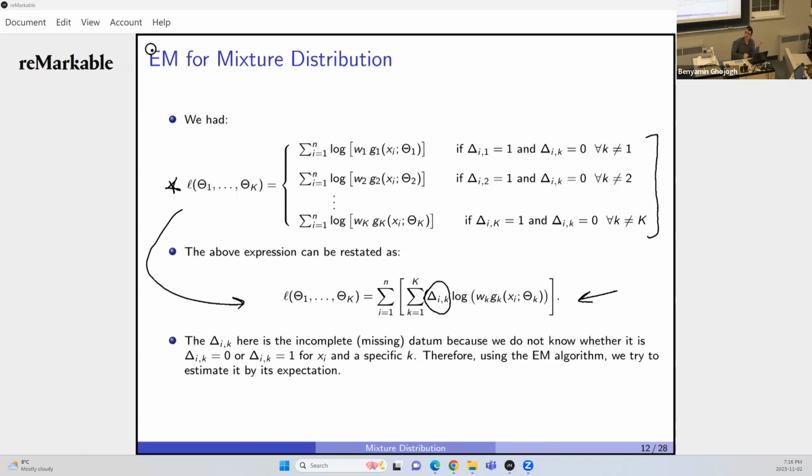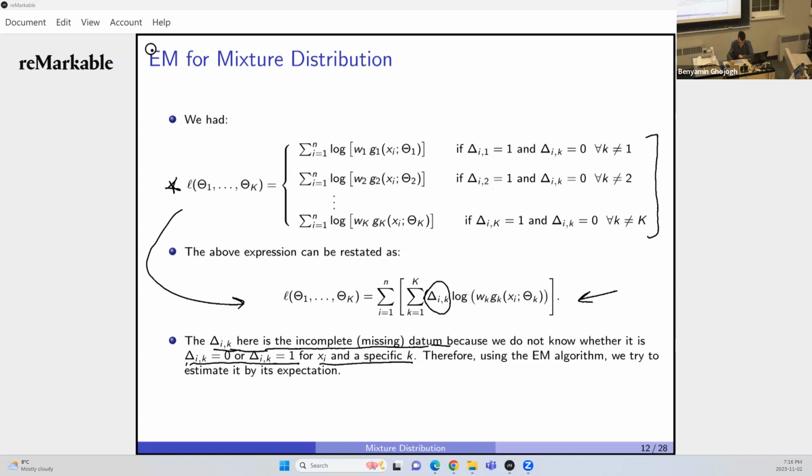What is the goal of finding a mixture distribution? You want to know the delta ik's. But for knowing delta ik, you need to know delta ik. It's a chicken and egg problem. So it's missing data, right? As a result, we have to do expectation maximization. We can't do maximum likelihood estimation directly. So delta ik is the incomplete, missing datum because it's 0 or 1 for xi and a specific k, okay?